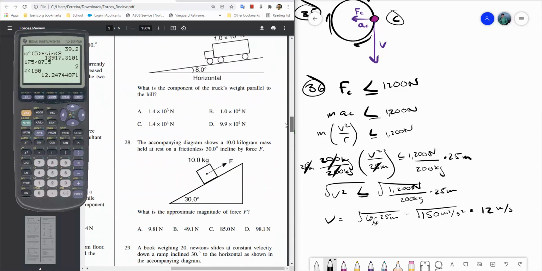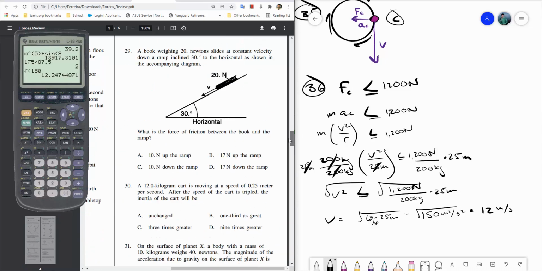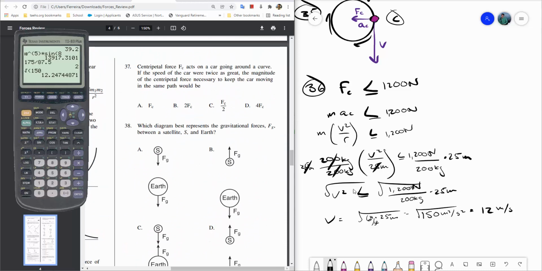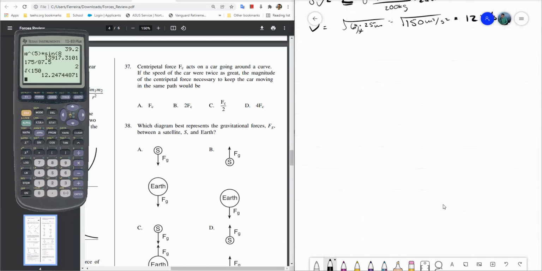Okay. Now we're on 37. A centripetal force Fc acts on a car going around a curve. If the speed of the car is twice as great, the magnitude of the centripetal force necessary to keep the car moving in the same path would be what?